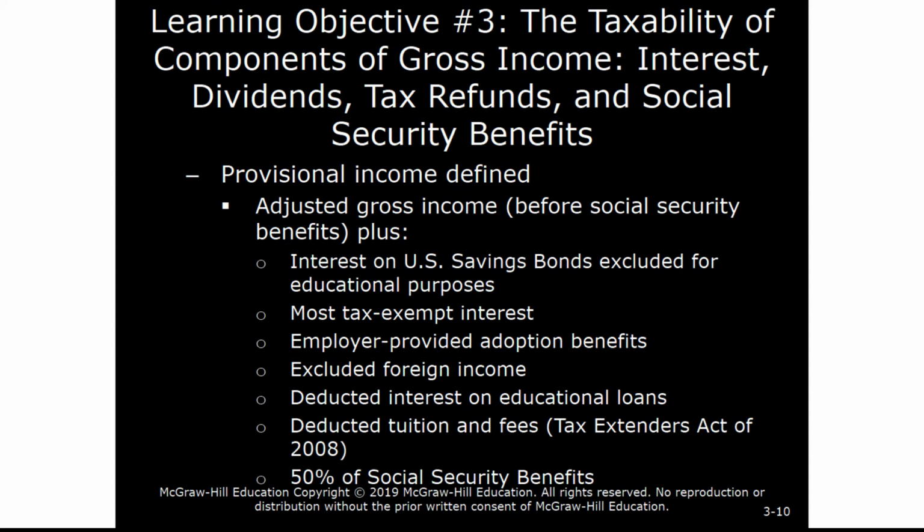So we'll start with AGI, adjusted gross income, and then we'll add back interest on U.S. savings bonds that we might have excluded for educational purposes, most tax-exempt interest, for example, in municipal bonds, and any employer-provided adoption benefits that normally are not taxable. Well, for purposes of determining taxability of Social Security benefits, we add those back, as we do with excluded foreign income, deducted interest on educational loans, and deducted tuition and fees. Also, we're going to add back 50% of the Social Security benefits that the taxpayer received that year. So these are adjustments we make to AGI to get to this provisional income threshold.